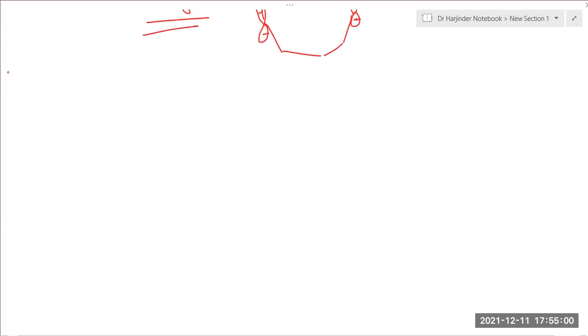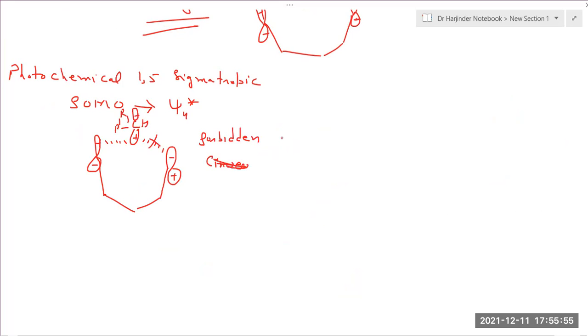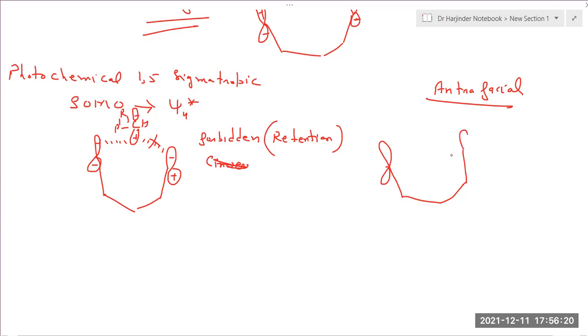Photochemically. Photochemical, Psi4 star. So in Psi4, the sign of terminal lobes will be opposite. So I am making it directly, is it allowed or forbidden? Opposite sign overlapping. However, if it takes place in antarafacial, will it be allowed or forbidden? Photochemical antarafacial? Allowed, sir. Allowed. But will the reaction happen or not? No sir. No, because it is geometrically not favorable. Inversion.